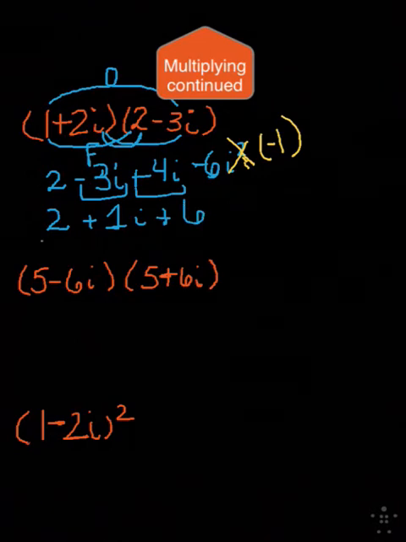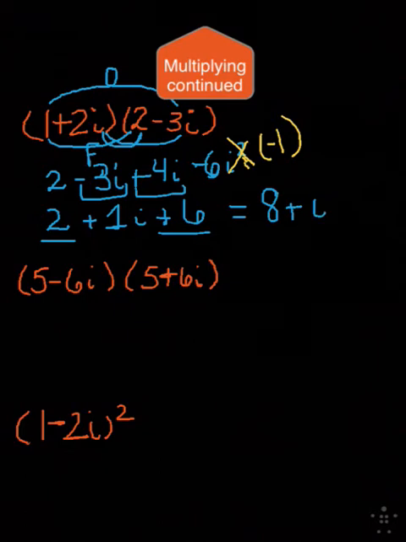The 2 and the 6 are like terms, so we can combine those together. So 2 plus 6 is 8. And I'm just left with 1i or i. It's your choice on how you want to write it. That'll be my final answer.